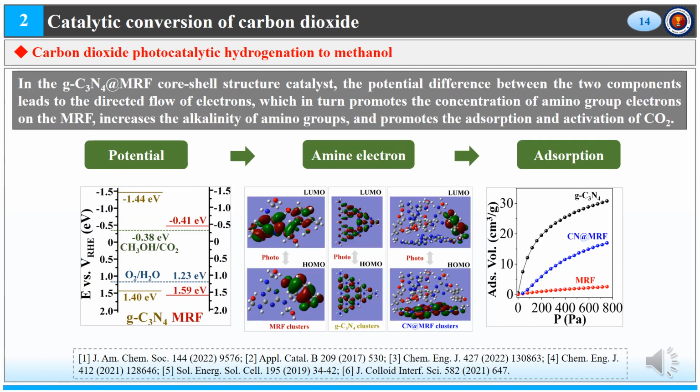In the carbon nitride MOF core-shell structure catalyst, the potential difference between the two components leads to the directed flow of electrons, which in turn promotes the concentration of amino group electrons on the MOF, increases the alkalinity of amino groups, and promotes the absorption and activation of carbon dioxide.